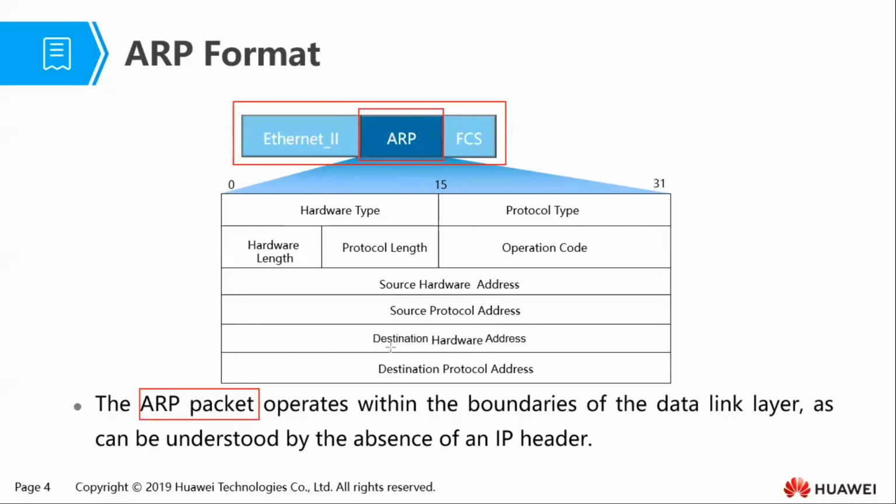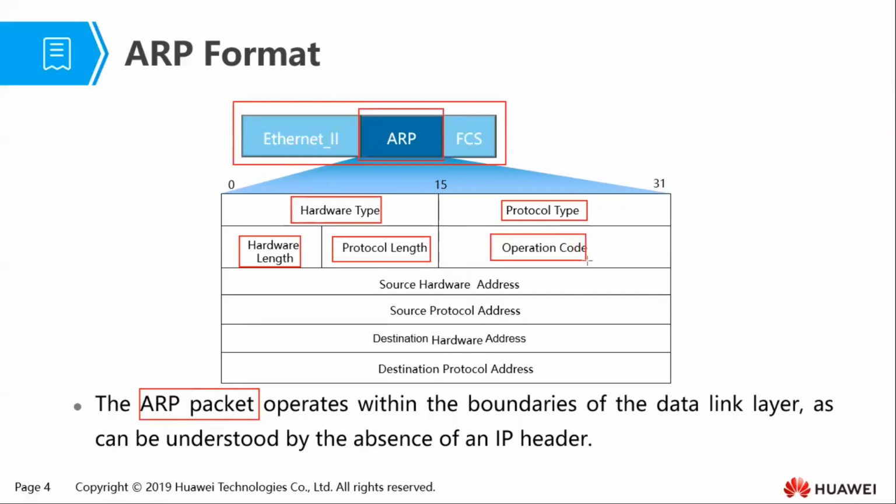So let's look at the fields. So the first field here is the hardware type. The hardware type is simply the MAC address. Protocol type is used to specify the IP address. Then the hardware length is the length of the MAC address, which is 48 bits. Protocol length is the length of the IP address, which is 32 bits.